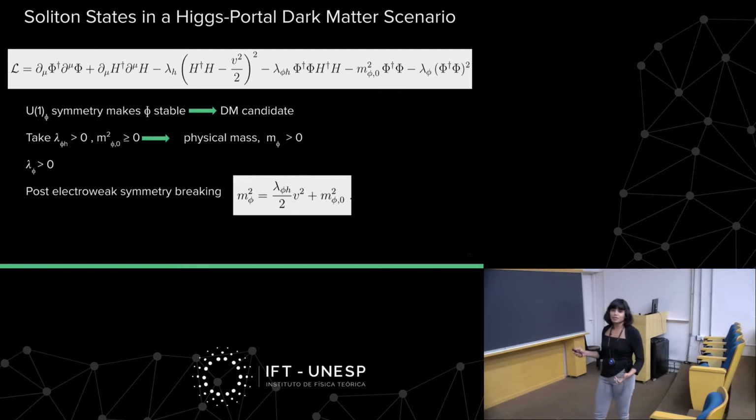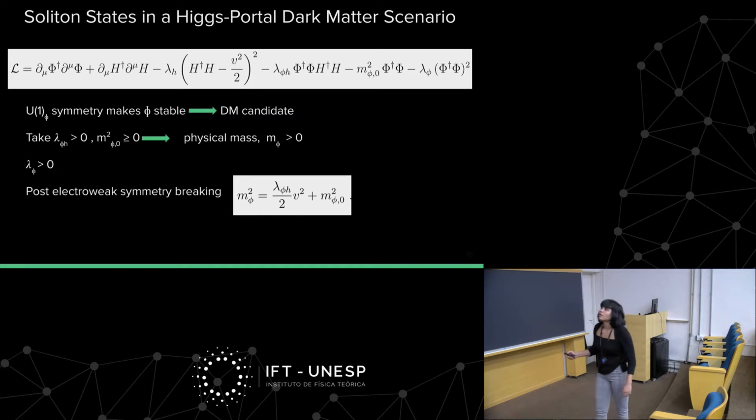So we are basically generating these solitonic states in a Higgs portal dark matter scenario. What I mean by that is you have the usual Standard Model Higgs sector, which is these two terms: the kinetic term of the Higgs and the Higgs potential. You extend it by including a new scalar field, which couples with the Higgs field in the following fashion. So this Lagrangian is U(1) symmetric, and this allows us to make phi a stable particle, and this is one of the simplest extensions to have a dark matter candidate. Phi here is a complex scalar field.